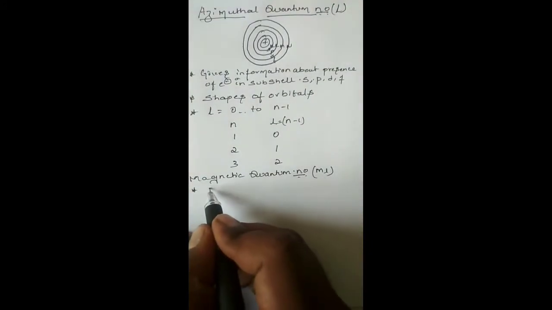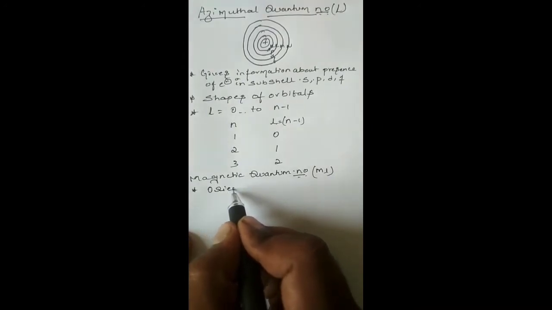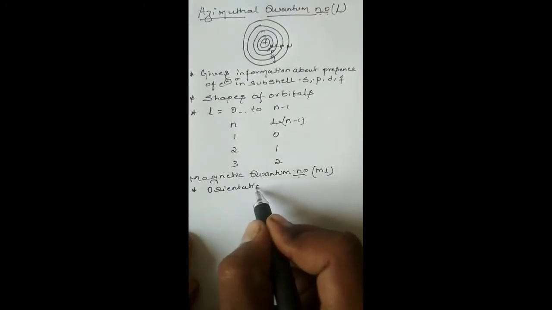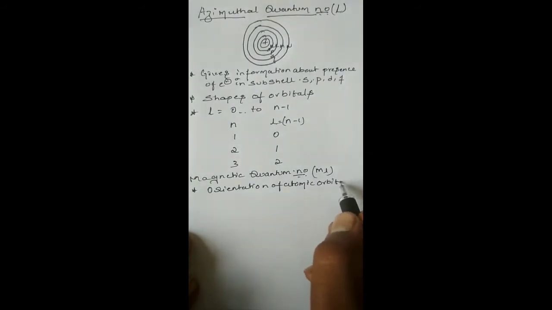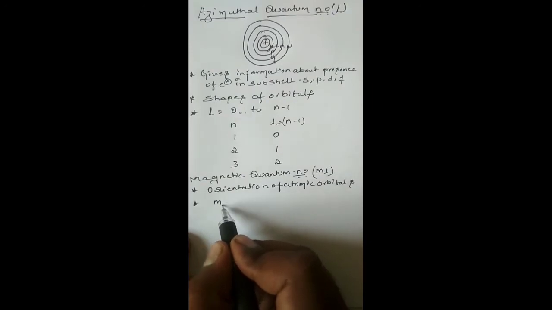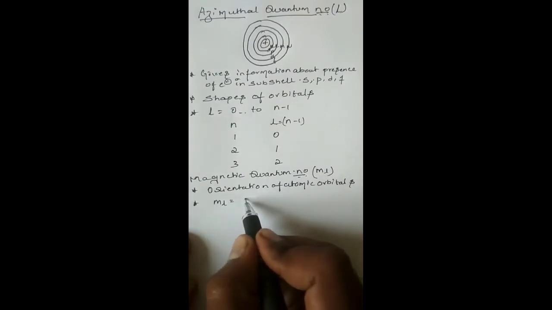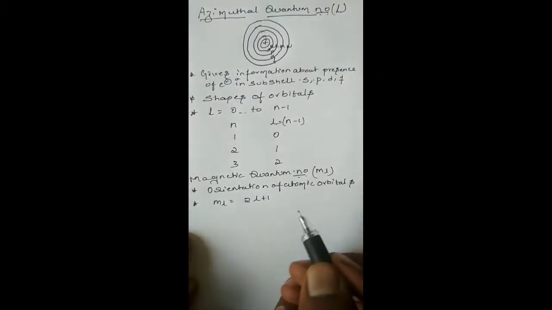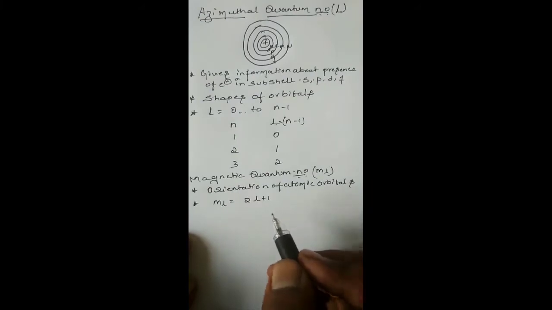The magnetic quantum number gives the orientation of atomic orbitals. It has the formula ml is equal to 2l plus 1.